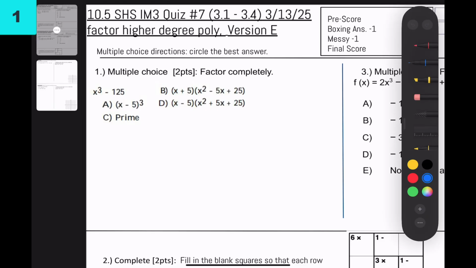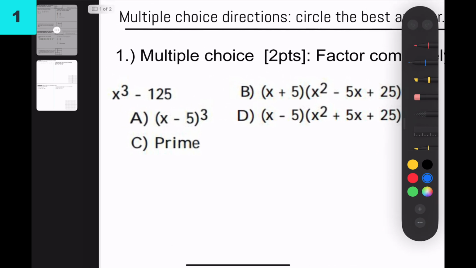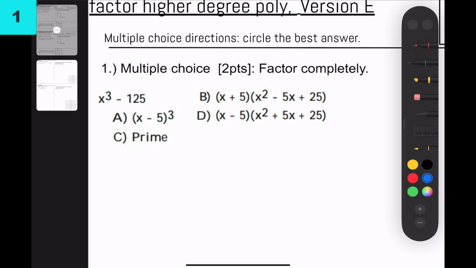Hey guys, let's go over quiz number 7, March 13th, 2025. This is version E. It says to factor completely. You'll notice that you cannot do Xbox, because half of 3 should be 1.5. So what you have to do in this problem is count the terms, 1, 2, and basically we can find the cube root of these.